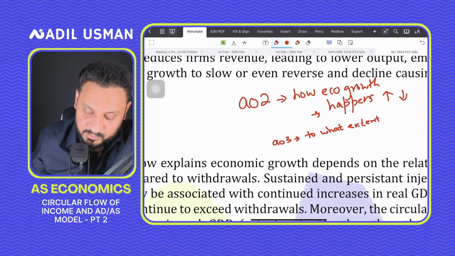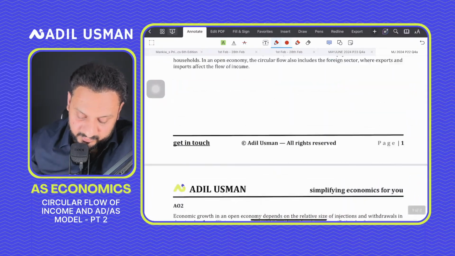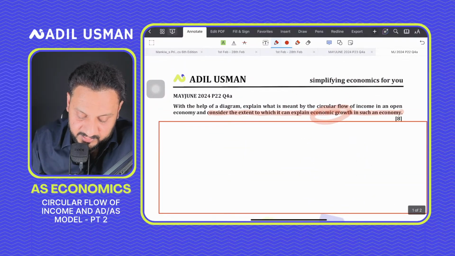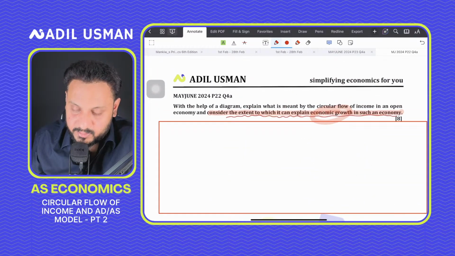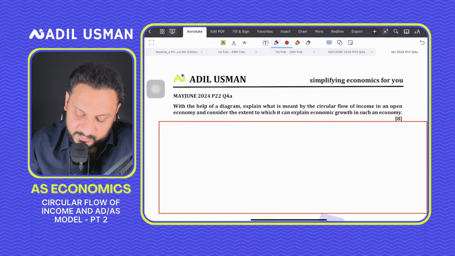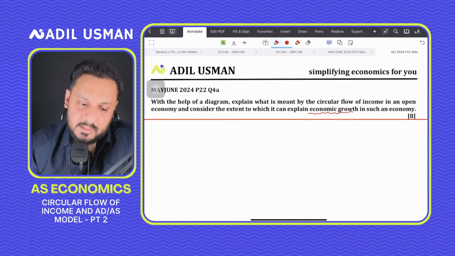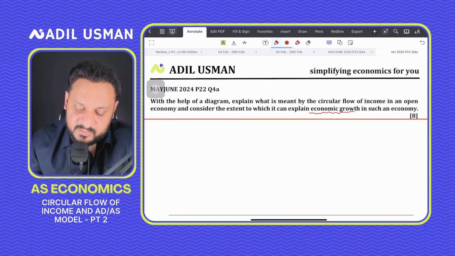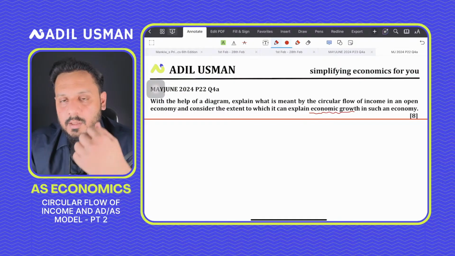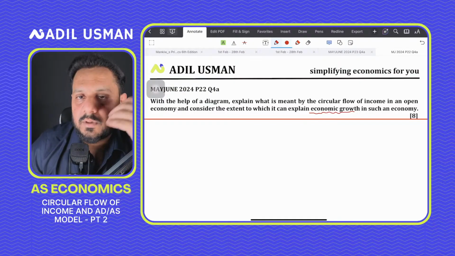is this possible, right? So the question was saying, consider the extent to which it can explain economic growth in such an economy. So what do you think would be the answer to this question, where you are explaining, consider the extent to which it can explain economic growth? What do you think is the evaluation for this question? To what extent does the circular flow of income tell us about economic growth? What do you think you will write here?